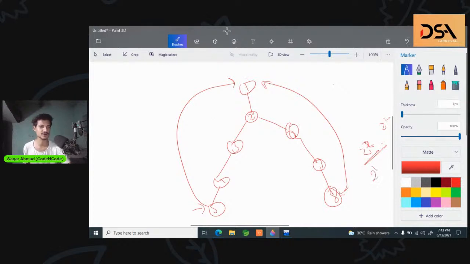So we'll go for 2^1. Does the 2^1 parent exist? Yes, it exists for both. So make that jump. After the jump, will they be pointing to the same node? The answer is no. So of course, make a jump of length 2^1. Now they are pointing to this node and this node, right? We have taken care of 2^1, so we'll go for 2^0.